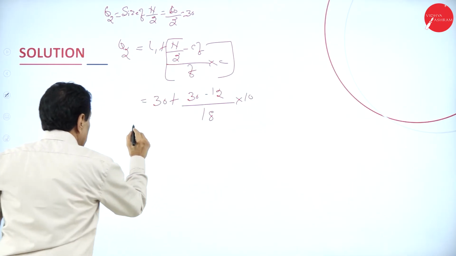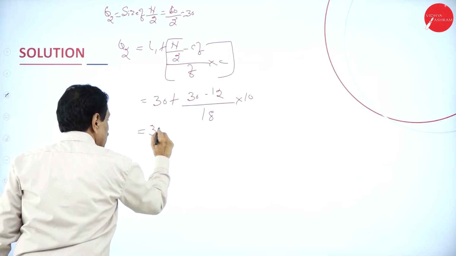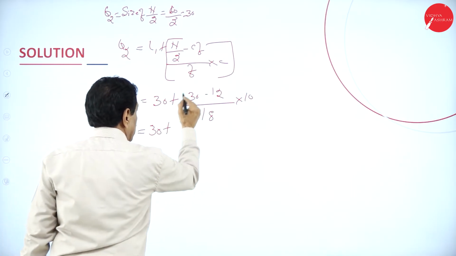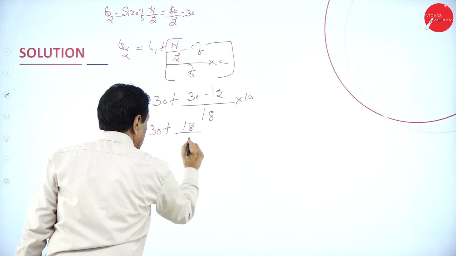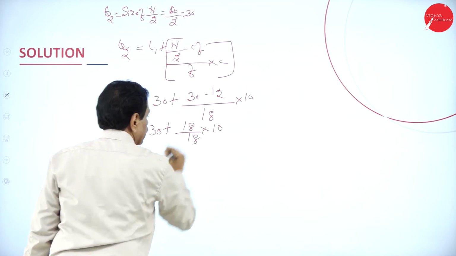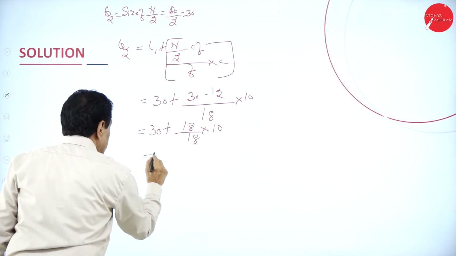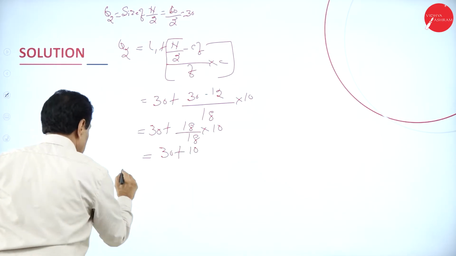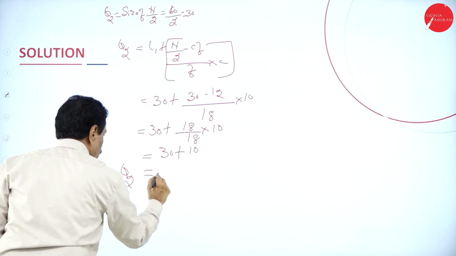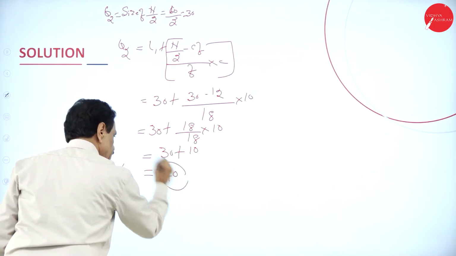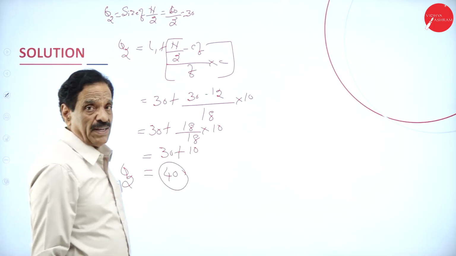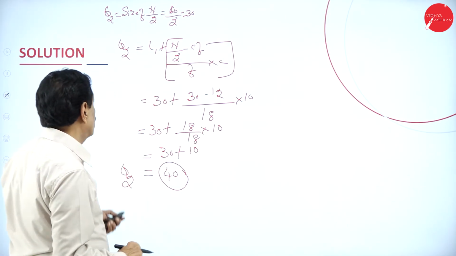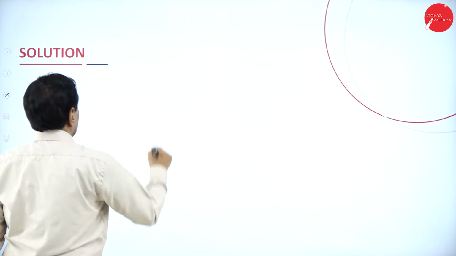Simplify this. 30 minus 12 is 18. 18 divided by 18 into 10. This is 30. 18 cancel, 10 left over. Therefore, Q2 is equal to 40. Q2 comes under 40 now. So you have calculated Q1, you calculated Q2. We'll move on to Q3.